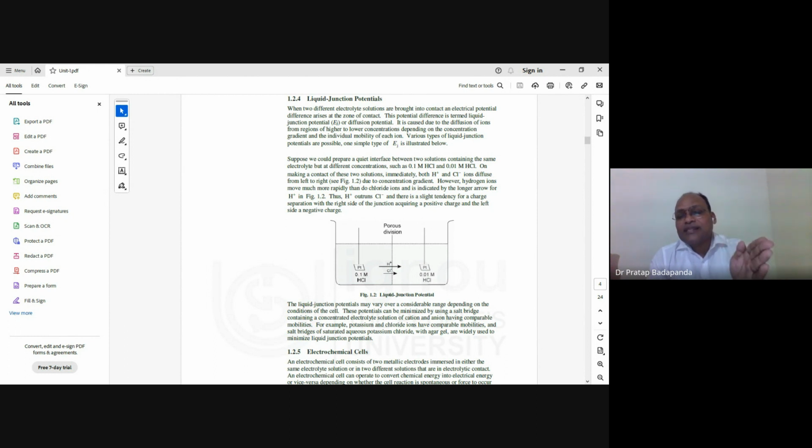That means on the left hand side there is 0.1 molarity concentration, and on the right hand side 0.01 molarity concentration of hydrochloric acid. Both are dilute hydrochloric acid. So interference will be created, but later on it will come to the equilibrium state. The interference that is created is what you call the liquid junction potential. You will go through that and read it. Next, we will go to another point.